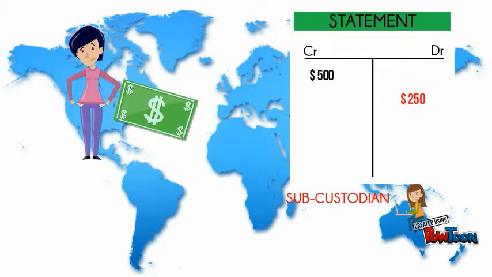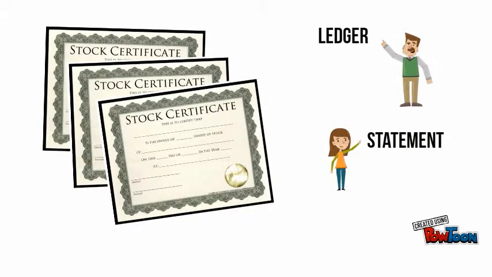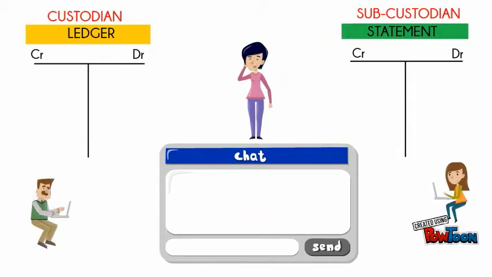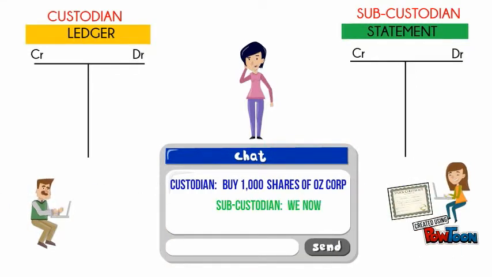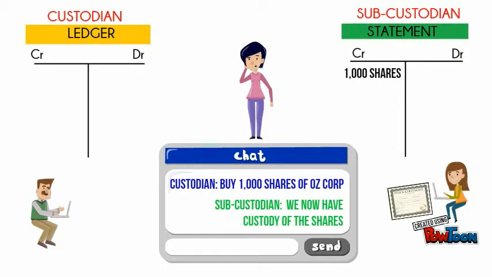Let's have a look at how securities or shares will reflect on Noor's ledger and Sheila's statement following a purchase. Jeannie is willing to buy 1,000 shares of an Australian company. The custodian, Noor, instructs Sheila, our sub-custodian, to take physical custody of these shares. These shares never leave Australia. In the sub-custodian statement, it will show the inclusion of the 1,000 shares.